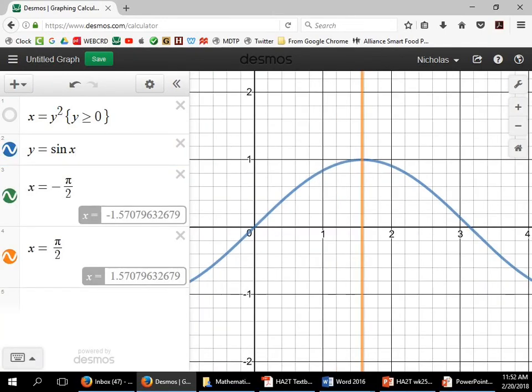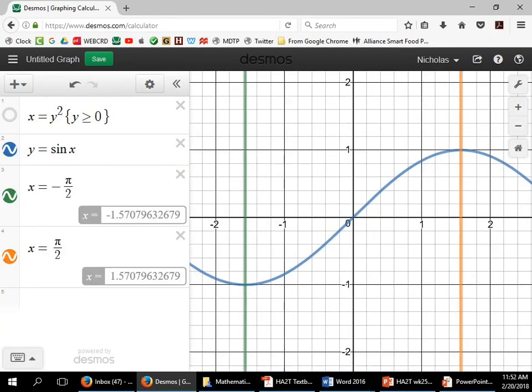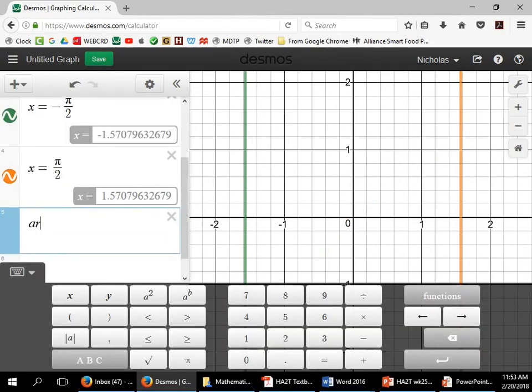If I zoom in, check that out. If this was all my sine function that I saw, I can definitely have an inverse function for that. As long as I go from negative pi over 2 to positive pi over 2, then I can have an inverse function of that. So here, check this out. If I did that, this is what you would get.